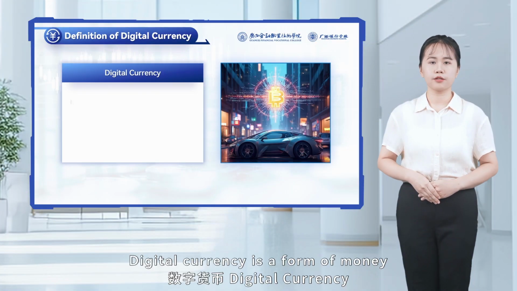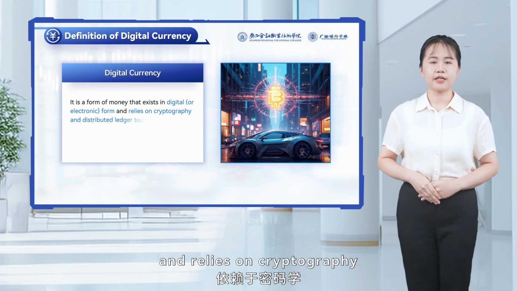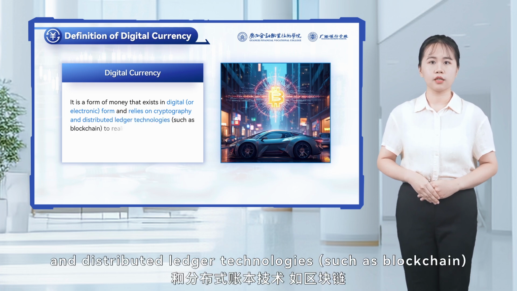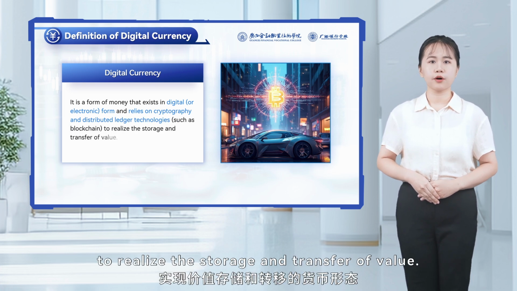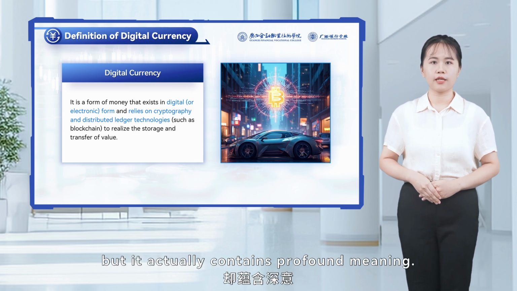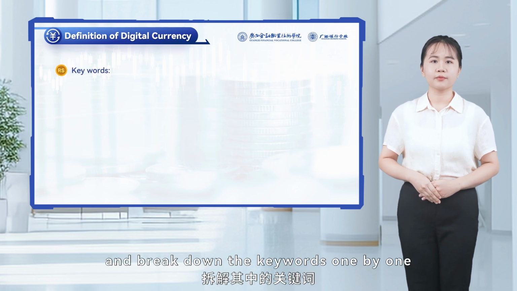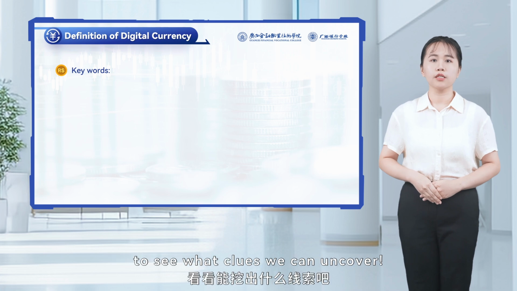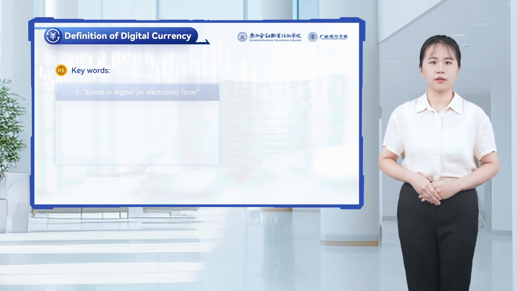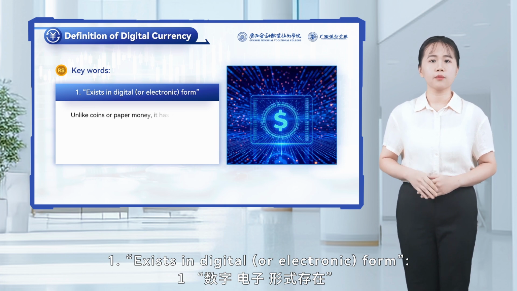Digital currency is a form of money that exists in digital or electronic form and relies on cryptography and distributed ledger technologies, such as blockchain, to realize the storage and transfer of value. This definition seems simple, but it actually contains profound meaning. Let's play the role of detectives and break down the keywords one by one to see what clues we can uncover. 1. Exists in digital or electronic form.